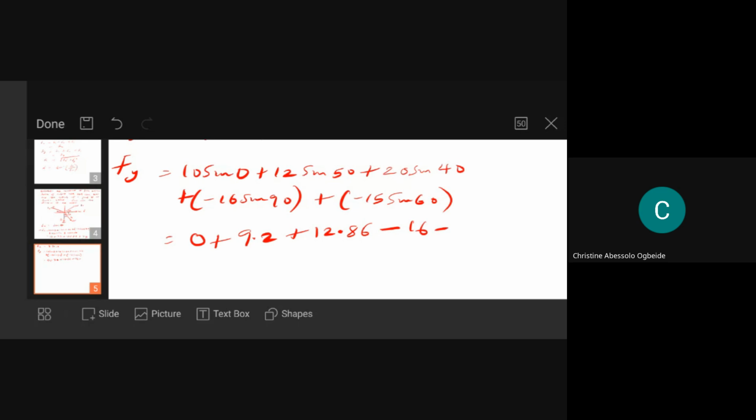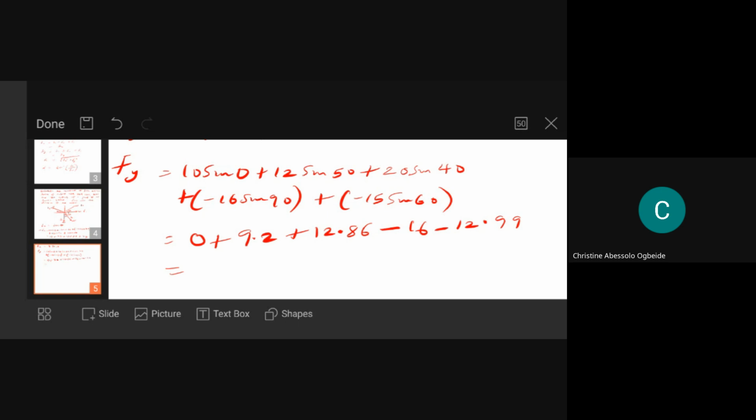12.99. So I write 12.99. So let's simplify this whole expression: 0 plus 9.2 plus 12.86 minus 16 minus 12.99. What would that give us?